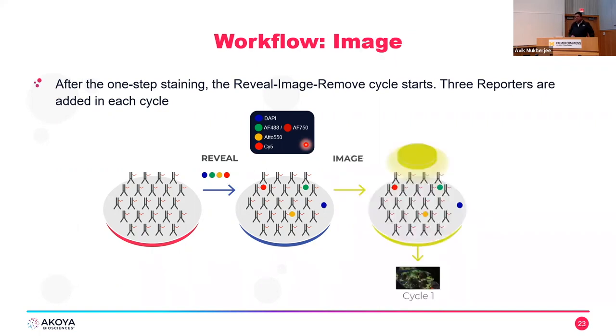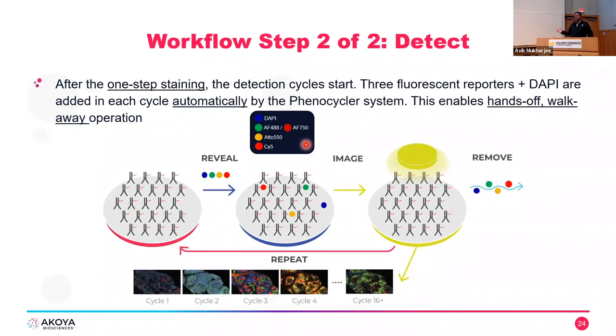We do the imaging, which we are calling cycle 1. Then the PhenoCycler is going to send in an isothermal buffer that will dehybridize and remove the reporters and DAPI. So your slide goes back to the same thing, and you keep on doing this: reveal, image, remove, and repeat. And that's how you create the ultra high-plex image of hundreds of biomarkers.